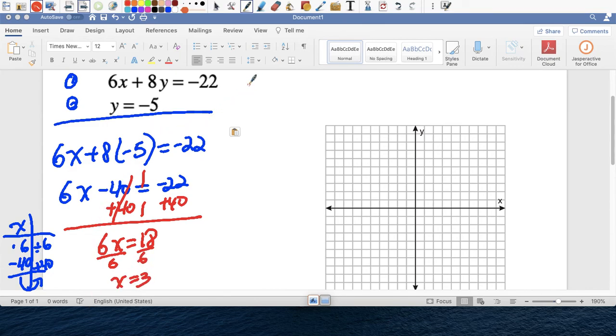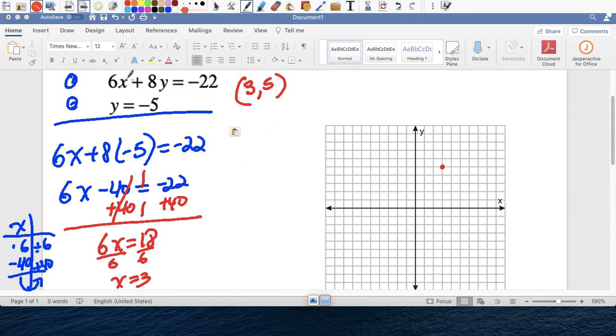So my second coordinate point is 3, -5. So 3, -5 in the graph is 1, 2, 3 and 1, 2, 3, 4, 5. So wherever these two lines go, they are going to meet at that point. So that's what we know right now.